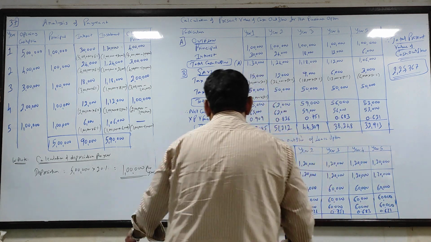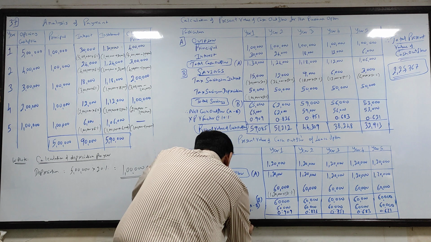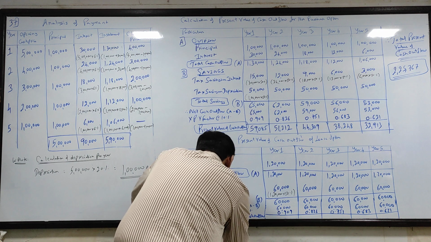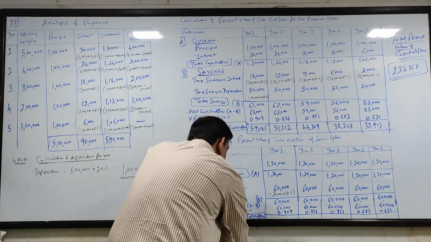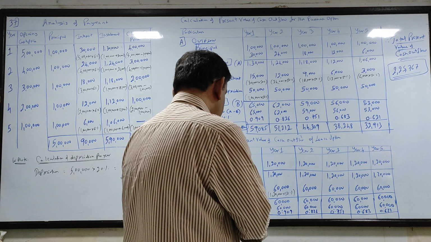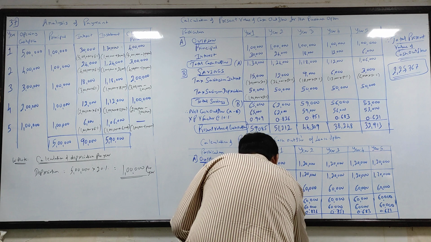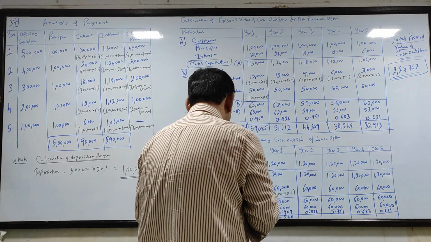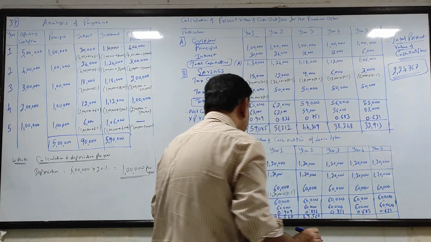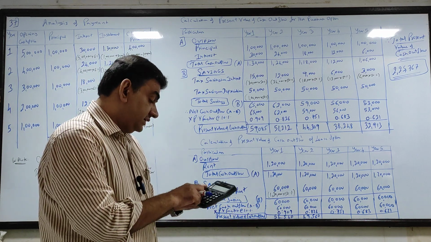Okay, take the total. That's your present value of cash outflow. It will be 60,000 into 0.909, that is 54,540. 0.826 gives you 49,560. I don't have space, guys, I'm writing it small. So 54,540, 49,560.